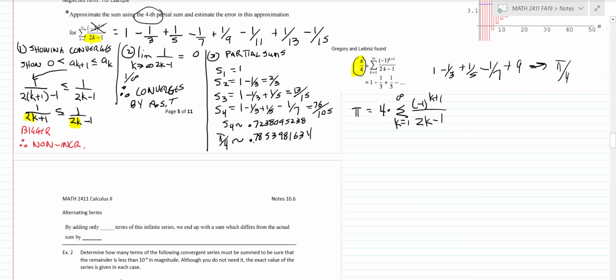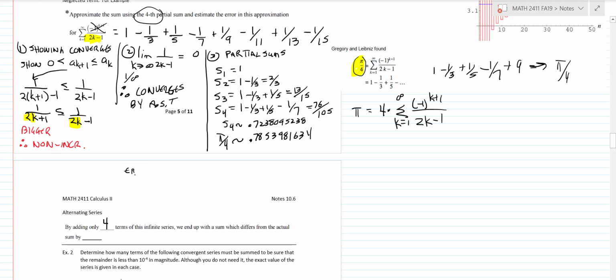Okay, so what we're going to end up doing on this problem here is, the directions say approximate the error in estimation. That's all we're going to do. So what we'll end up doing is adding four terms.